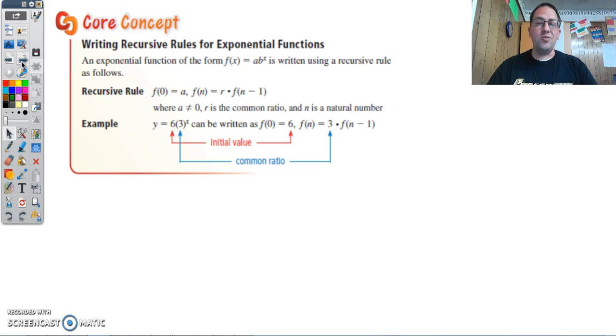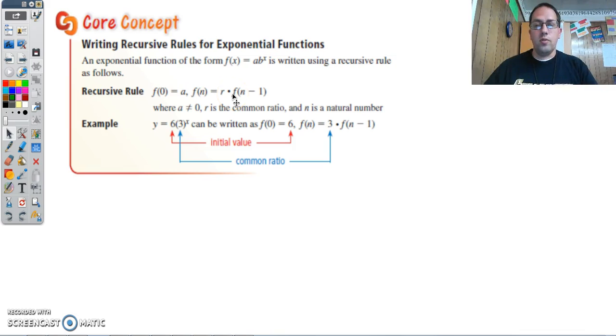And this is really just another way of writing our exponential function. Right? We're used to having it as f of x equals a times b to the x. If we write it in a recursive rule, what we have is f of 0 equals a, where f of n equals r times f of n minus 1. Okay, that's a lot there, right? And a can't be 0, r is the common ratio, n is a natural number.